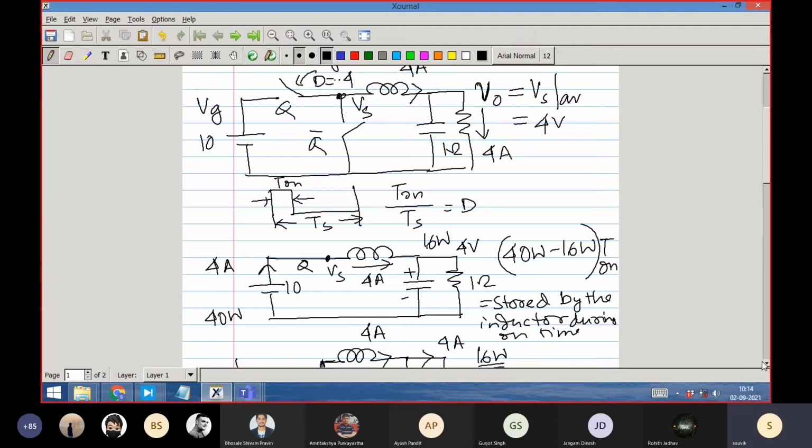That means ultimately the current will be how much? Suppose I don't turn off Q and don't go to the Q bar state. Suppose I keep Q on. Can you tell me what will happen under steady state? What will be the output voltage if we keep the Q switch on? It will be like 10 volt. So that is a different operating point.